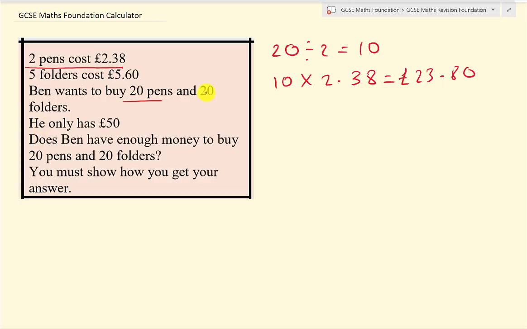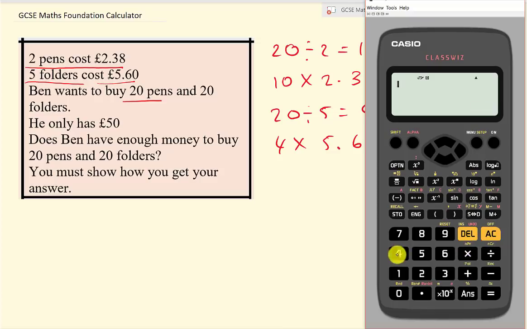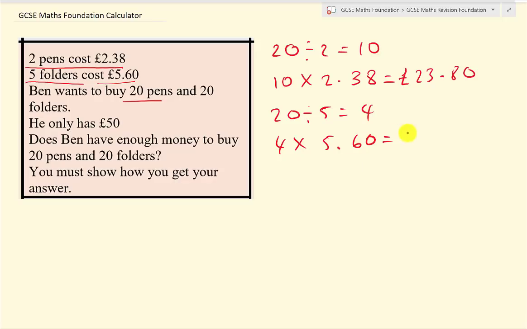Next, we need to find out about the folders. So 20 folders, and folders come in packs of 5. 5 folders cost £5.60. So we need to find out how many lots of 5 folders he needs to buy. 20 divided by 5 is 4 lots of 5 folders. So 4 times, every 5 of them costs £5.60. So 4 times £5.60, and that gives an answer of, pressing the SD button, £22.40.